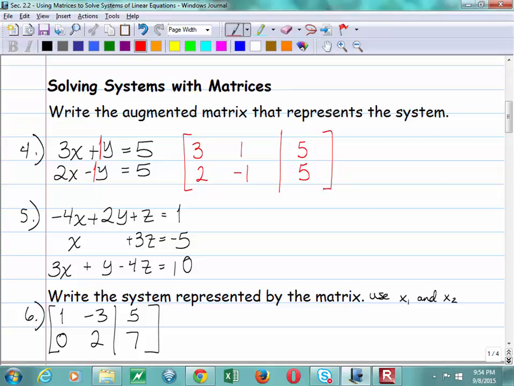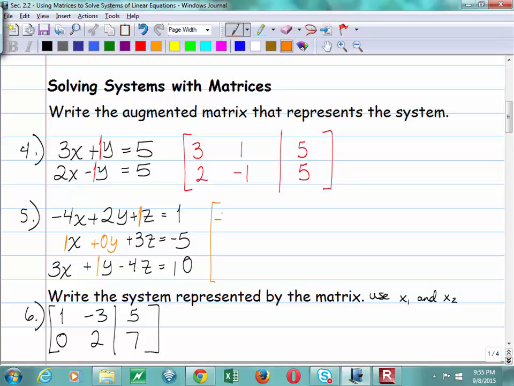And then for number 5, we're just going to do the exact same thing. And since on the second equation there is no y, we can insert plus 0y here. And we know that's 1z, 1x, 1y. Alright, so this will be our augmented matrix.